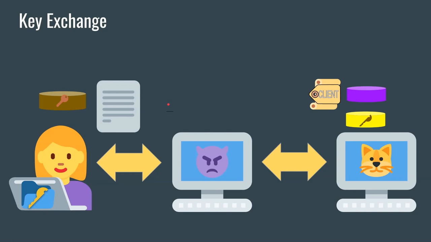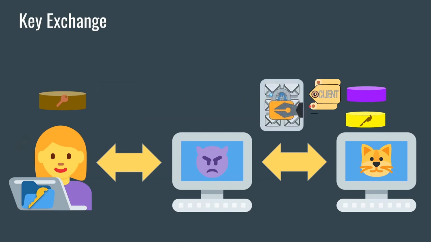To prove that the client owns the private key that corresponds with this client certificate, the client is going to send a certificate verify message. To do that, the client will take all the handshake messages that have been sent so far in the conversation, concatenate them all together, take a SHA-256 hash of that, and then use the private key from this client certificate to create a signature of that hash. We'll then send this signature over to the server.